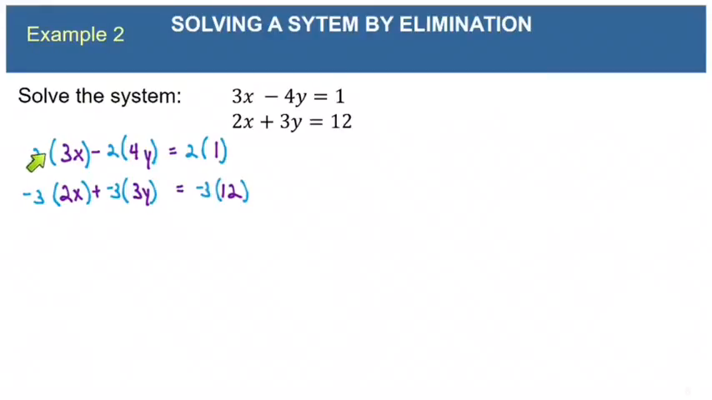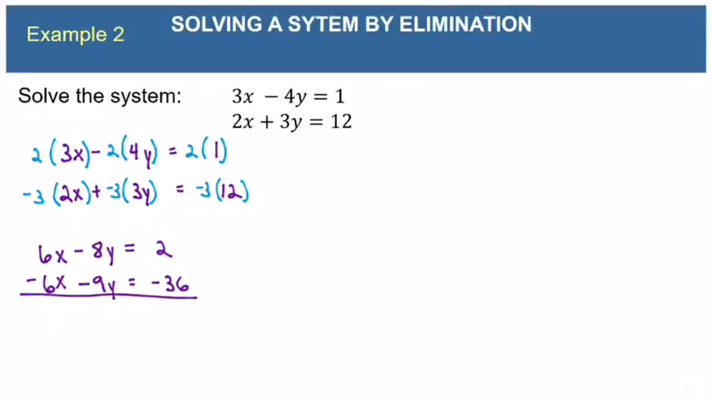And watch what happens here. 2 times 3x will be 6x, 2 times 4y will be 8y, and 2 times 1 will be 2. And in the bottom equation, negative 3 times 2x is negative 6x, negative 3 times 3y is negative 9y, and negative 3 times 12 is negative 36. Now notice that we have equal but opposite coefficients here on our x. We have a positive 6x and a negative 6x.